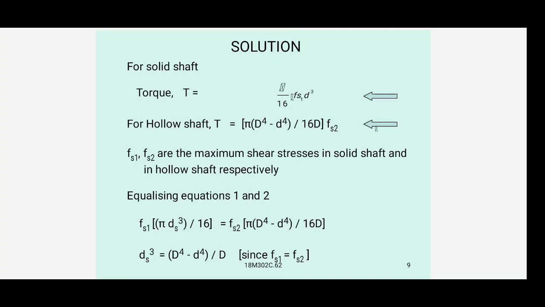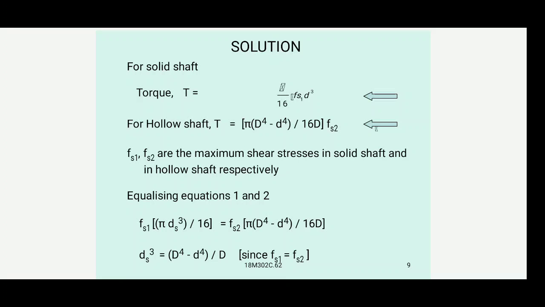Solution: the given data. The torque for solid shaft is 5 by 16 into Fs1 into d cube. For hollow shaft, torque is equal to 5 into D to the power of 4 minus small d to the power of 4 by 16 D into Fs2. Fs1 and Fs2 are the maximum shear stresses in solid shaft and in hollow shaft respectively.